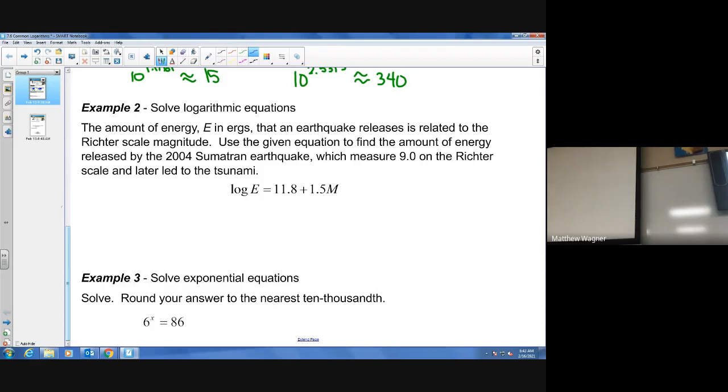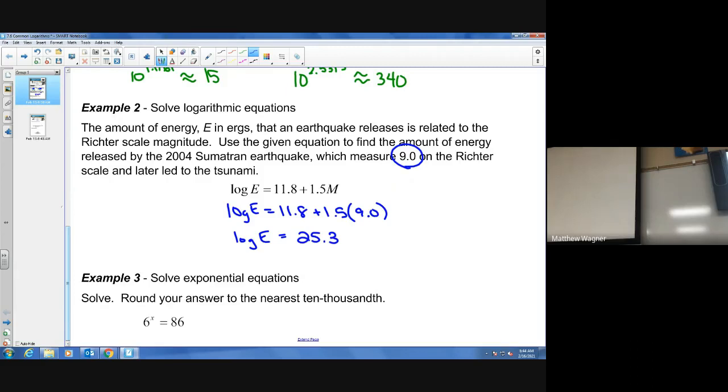So where is the 9.0 going to go? Okay, hopefully you're realizing that it goes in for your magnitude. 1.5 times magnitude is 9.0. And we are trying to find the amount of energy. Well, so log of E equals 11.8 plus 1.5 times 9. This side is going to be 25.3. So the question is, what's the amount of energy?